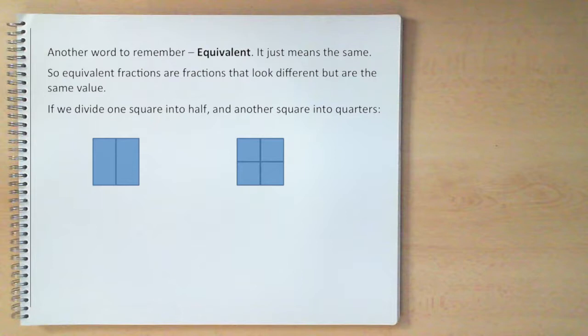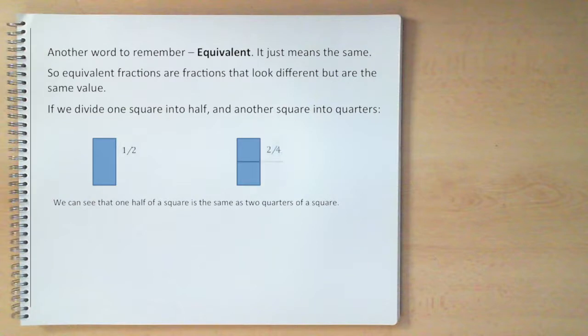Now if we take half of each of those squares, we'll see something quite interesting. If we take the first square, then obviously 1/2 is a half of that square. We've got two pieces, we're going to have one of them, so we're going to have 1/2. If we take the second square, we're going to take 2/4 to get the same amount of the square, because the square was divided into 4s. So we can see very clearly that 1/2 is the same as 2/4. So 1/2 and 2/4 are equivalent fractions.